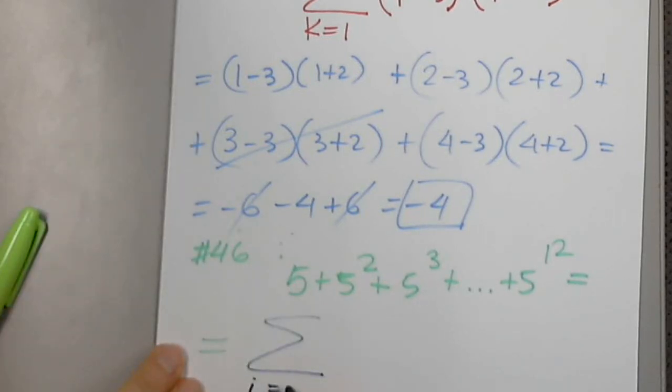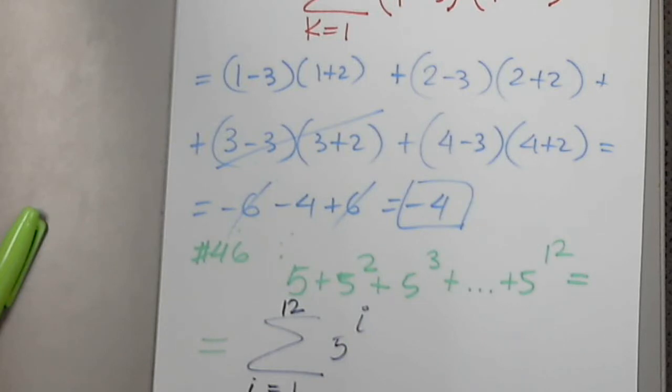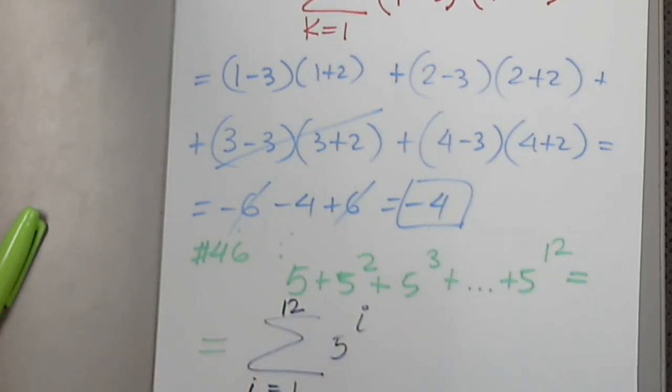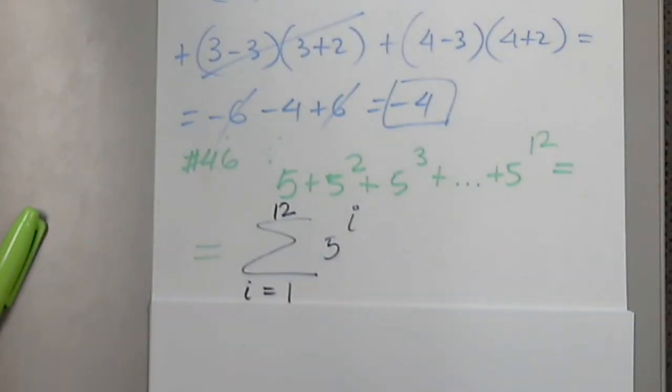From I equals 1, very good, through 12, very good, 5 to the I. 5 to the I. This is it. This is the condensed expression on the left hand side. The sum of 5 raised to the I power from I equals 1 through 12. Let's check. When I is 1, I get this. When I is 2, plus this. When I is 3, and I continue till 5 to the 12th power. Very good. Okay, let's do one more. And then look at the recursive formulas.